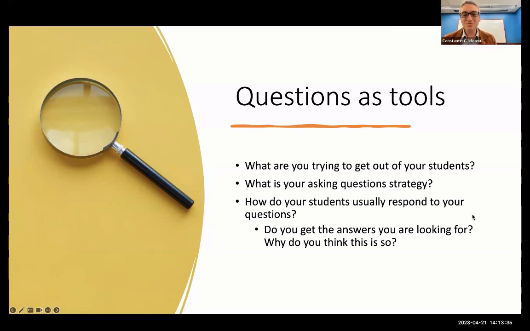Okay, very good. Anybody else? What else are you trying to get out of your students, and it's not coming out, or it's a little bit more difficult?